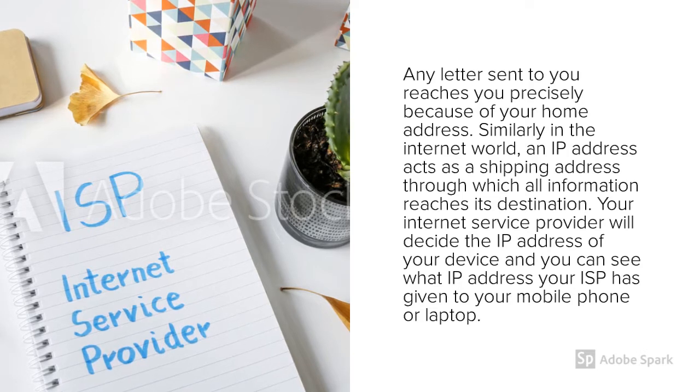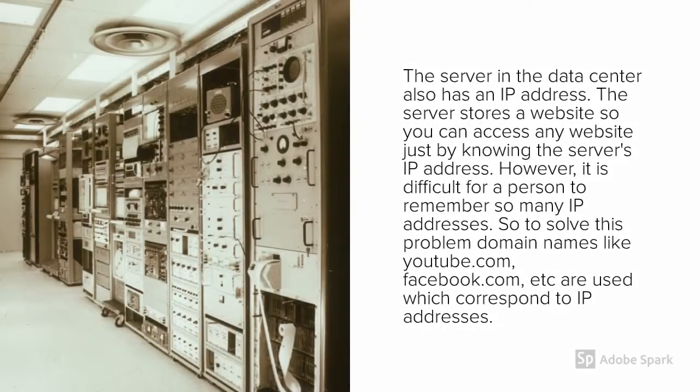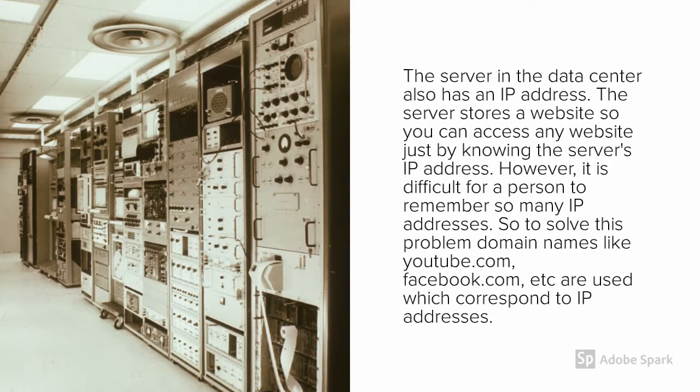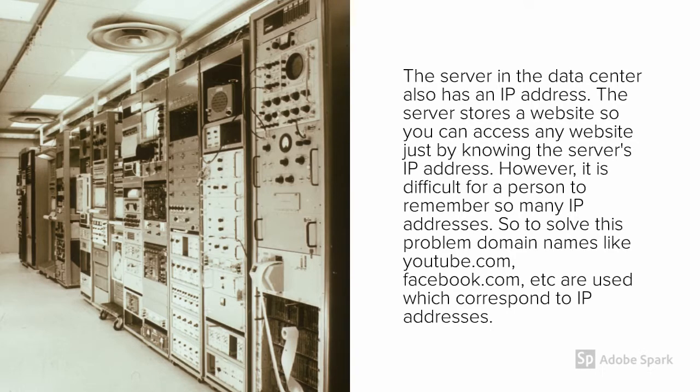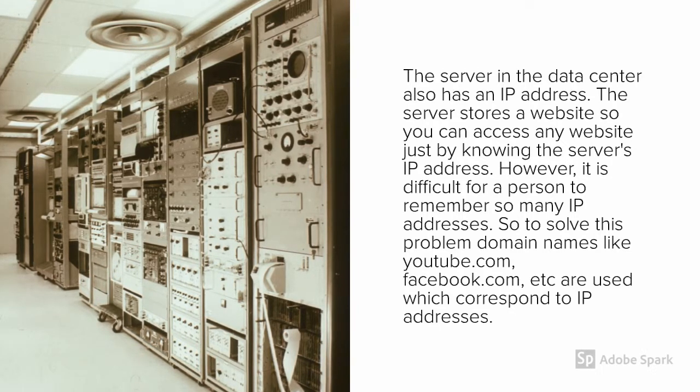Your internet service provider will decide the IP address of your device, and you can see what IP address your ISP has given to your mobile phone or laptop. The server in the data center also has an IP address. The server stores a website, so you can access any website just by knowing the server's IP address. However, it is difficult for a person to remember so many IP addresses. So to solve this problem, domain names like youtube.com, facebook.com, etc. are used, which correspond to IP addresses.